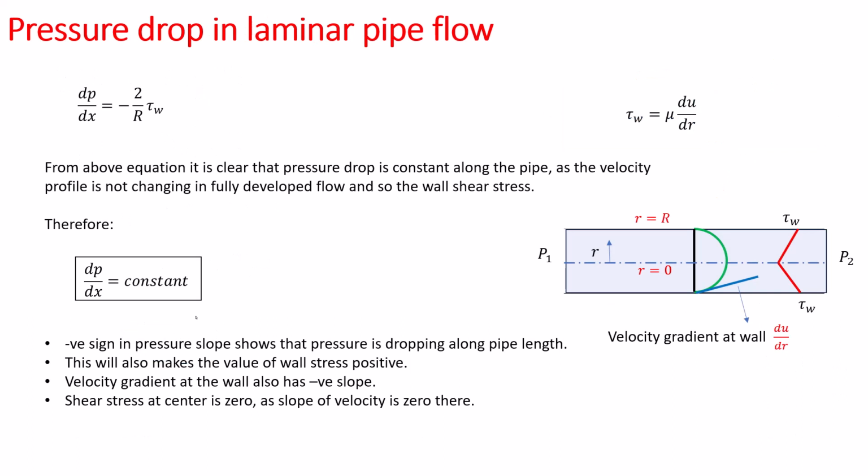Okay, so now this is the pressure drop in laminar pipe flow. The formula is dp/dx equals minus 2 upon R times tau_w, and tau_w is mu du/dr. This wall shear stress is a constant value, because the velocity gradient is constant for the given function, and mu is a constant, so the wall shear stress will be constant.